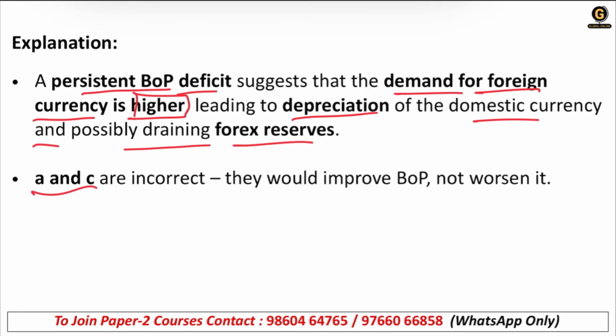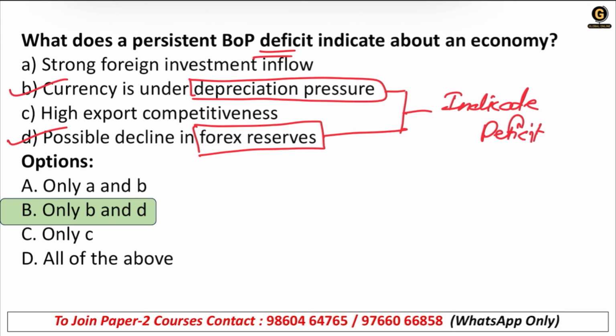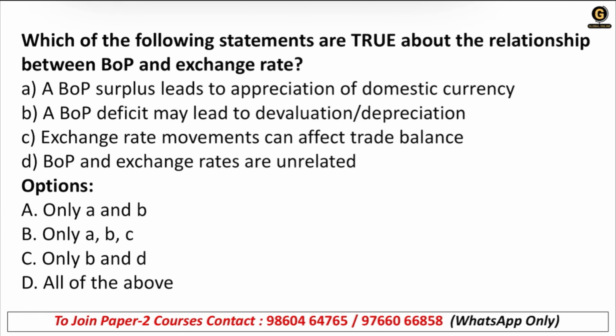Correct. A and C are incorrect. They would improve BOP, not worsen it. Correct. Like strong foreign investment inflow, obviously it will increase the BOP. Then we have high export competitiveness. If export competitiveness is more, then obviously inflow will increase, right? When inflow is increasing, how can we call it a deficit? It is a surplus. Correct. It leads to a surplus.